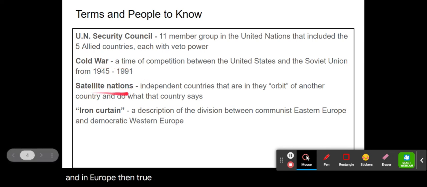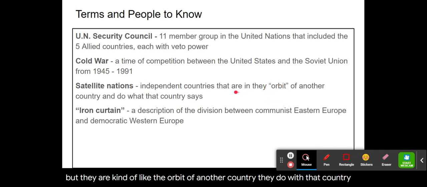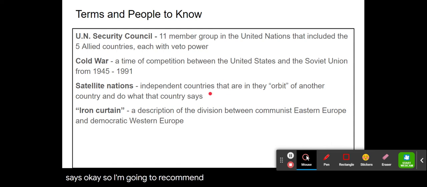And then the term satellite nations. Remember, these are independent countries, but they are in the orbit of another country. They do what that country says. Okay, so they're not under direct control. They have their own governments, but they fall in line behind the larger country, in this case, the Soviet Union.